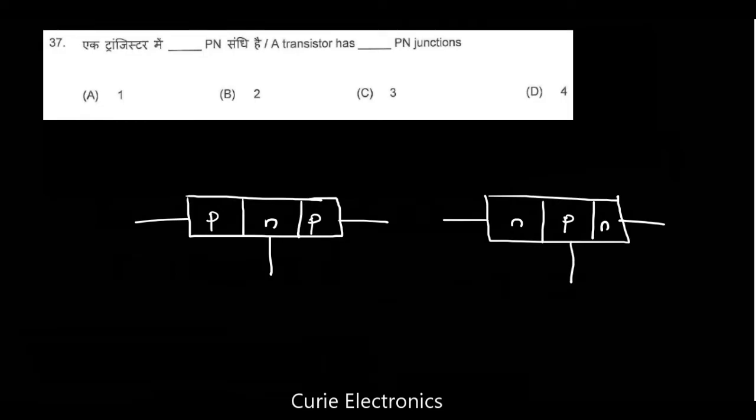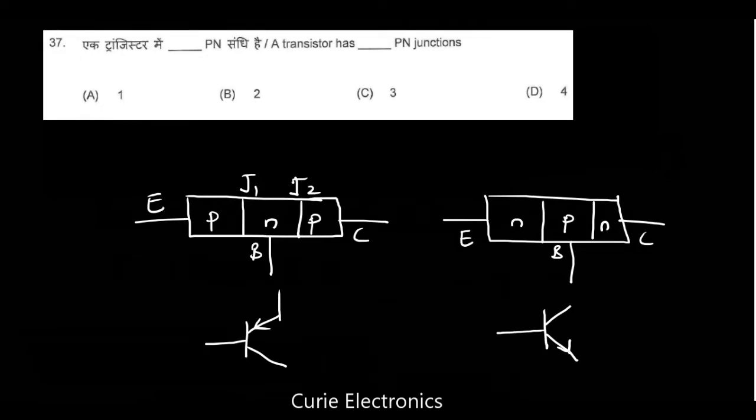So we have two types of transistors. Let us take emitter, base, collector. Here also emitter, base, collector. Now how many junctions are there? We have two junctions, J1, J2. What is the symbol for this transistor? PNP transistor, arrow is coming inside. For NPN transistor, arrow is going out. So we have two junctions.